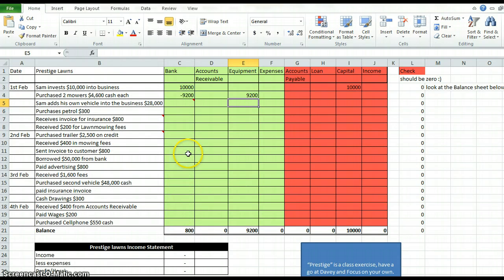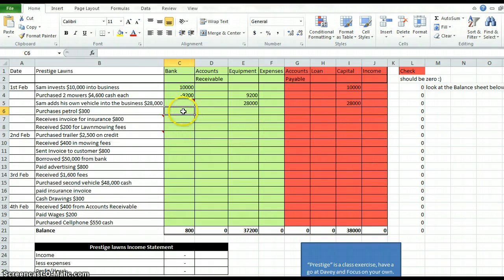Next one, Sam adds his own vehicle into the business, 28,000. We haven't got vehicles here, so we're going to use equipment for that. 28,000. That's where the money got put into equipment. And where did the money come from? Came from Sam, the owner. 28,000. Notice before I press enter it doesn't balance. When I do press enter, it does. Nice to have a check. Again, debits, green, equal credit, red.